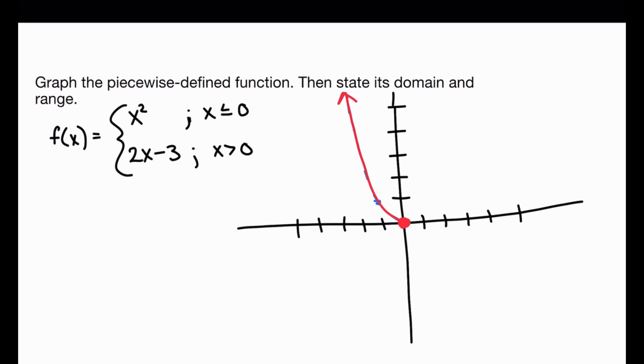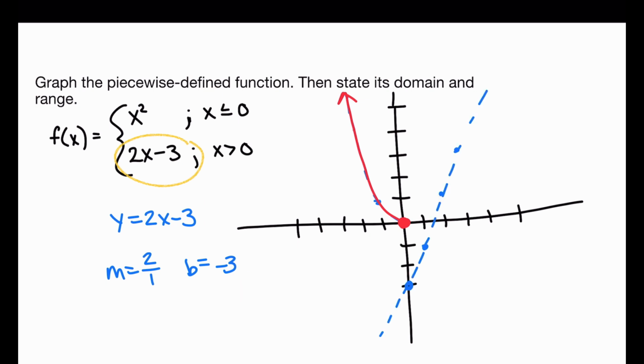Then for the second piece, we've got the equation y equals 2x minus 3. That's a linear function. It's in slope-intercept form. The slope is the number in front of the x, 2, so 2 over 1. And the y-intercept is the constant, or negative 3. So to graph this line, I'm going to start at negative 3. That's my y-intercept. So I'm going to go to the y-axis. I'm going to find negative 3. Slope is rise over run. So if my slope is 2, or 2 over 1, I'm going to go up 2, over 1.